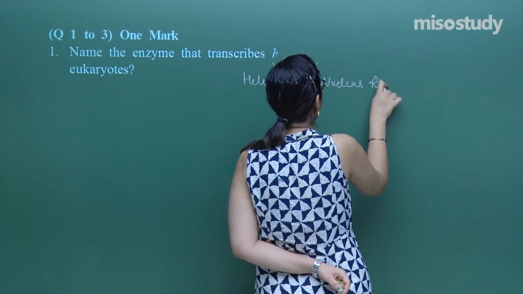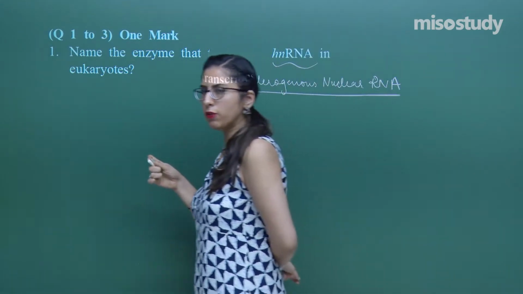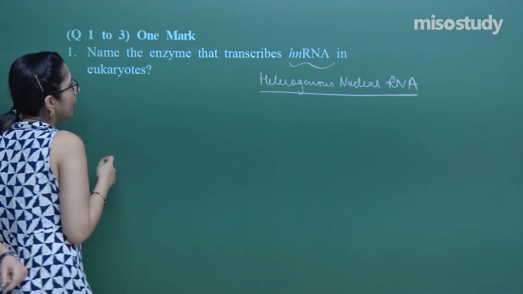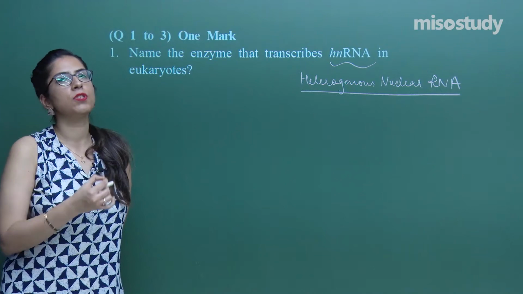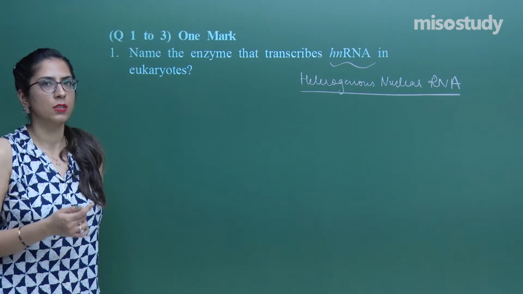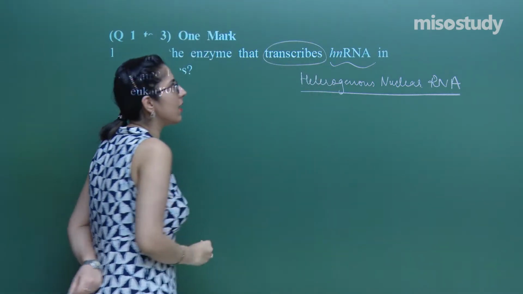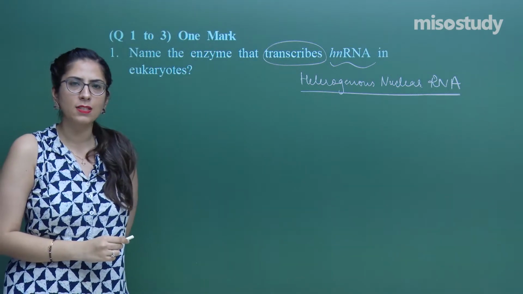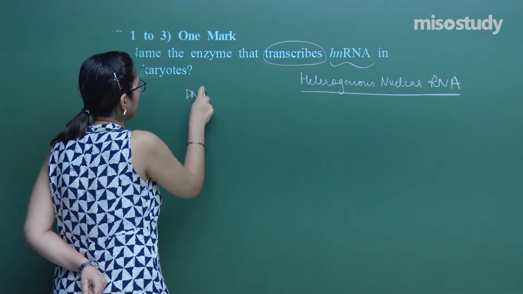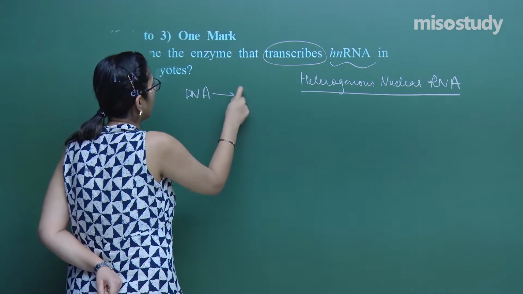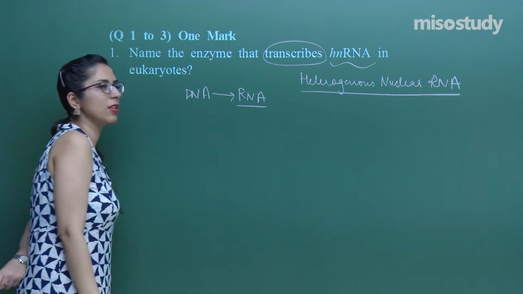And what is the full form of RNA? That is ribonucleic acid, right? Heterogeneous nuclear RNA. Now they are asking about the enzyme, and the process mentioned here is transcription, because they have written transcribes. So they are referring to the transcription process. That means from a DNA we have to form an RNA, and that RNA mentioned in the question is hnRNA.